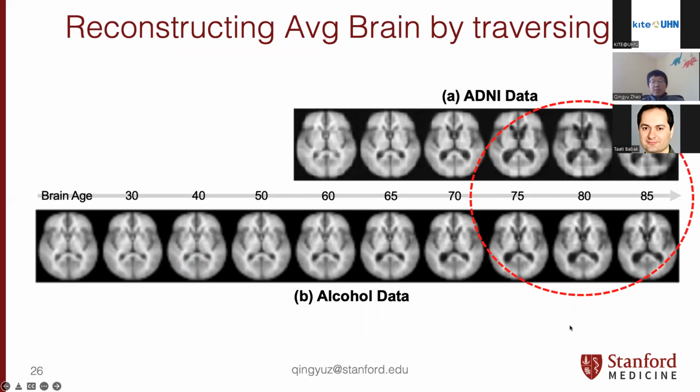And this is because we have very few samples near age 85. So probably the method becomes quite conservative in extrapolating the age effect for the alcohol data set.